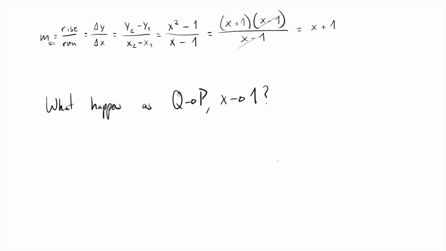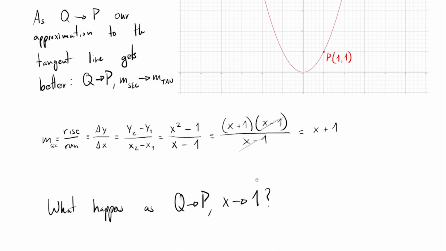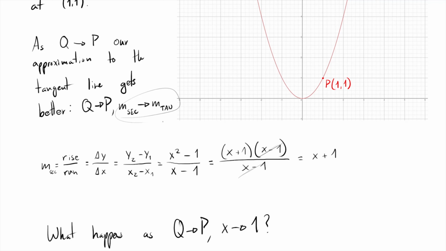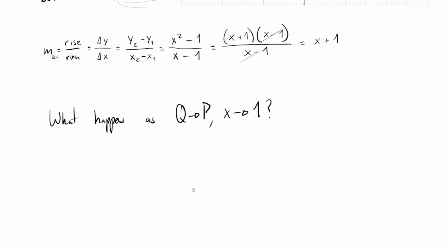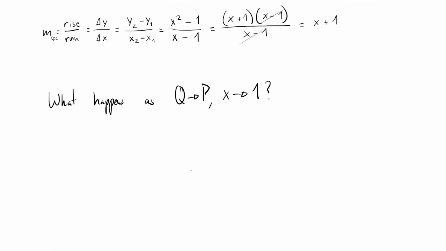Okay, so what happens to our secant slope? Remember, as Q approaches P, we're getting closer to that point P, and therefore the slope of our secant is going to approach the slope of our tangent, and eventually it's going to equal the slope of the tangent. So that's why we want to ask this question. As Q gets closer to P, or x gets closer to 1, we can just make a table, right?